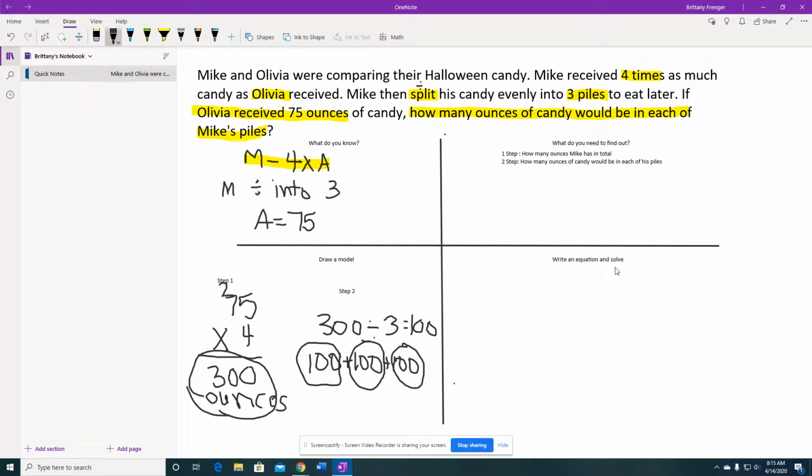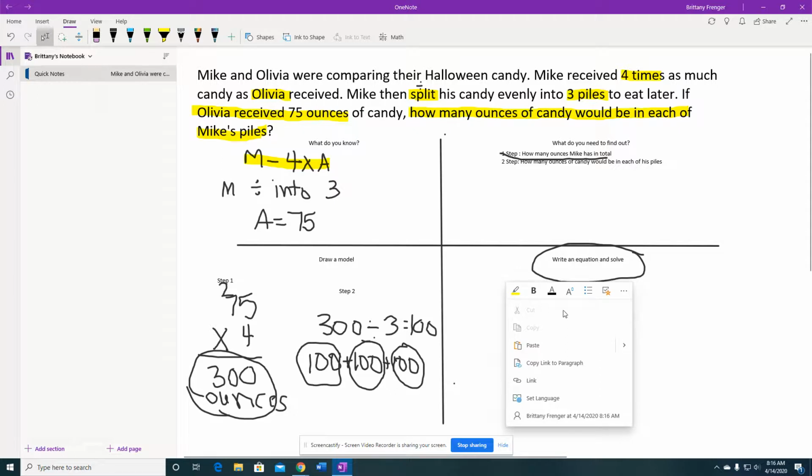Write an equation and solve a problem. This is where everyone's having some difficulty understanding how to take this and make it into a problem. Thinking about the first step that you guys did, we did 75 times 4 because Olivia had 75 ounces of candy. And we needed to figure out how much he had in total, and we knew that it was 4 times as much as Olivia. So your first part of your equation is going to be that first step.